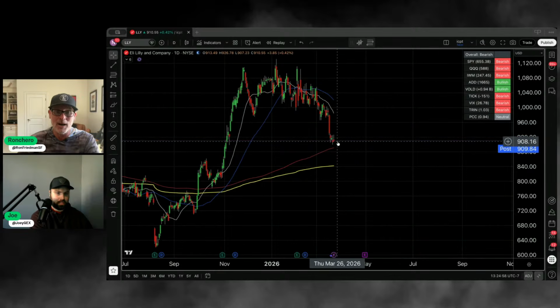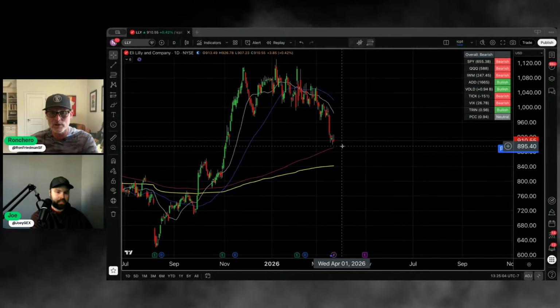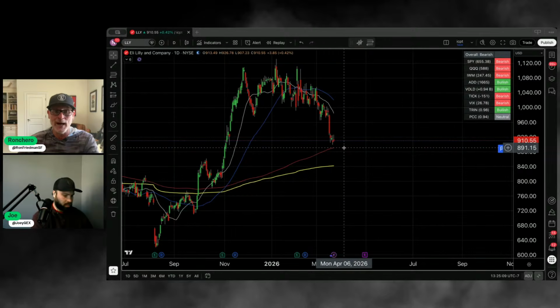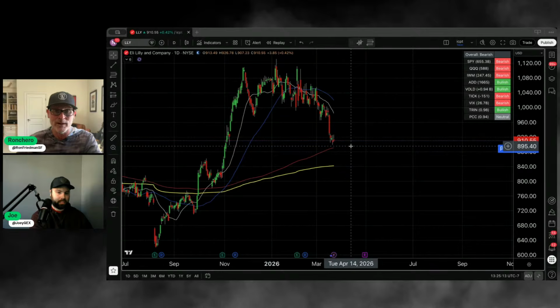So if you want to be a buyer of a name like Lilly and you buy in an area like the 200-day moving average, and let's say you want that for long term, if the stock were to break below that 200-day moving average, for me, it would be a signal and an indication that it's just not ready to be bought yet. I would more than likely close a long position if that were to happen.